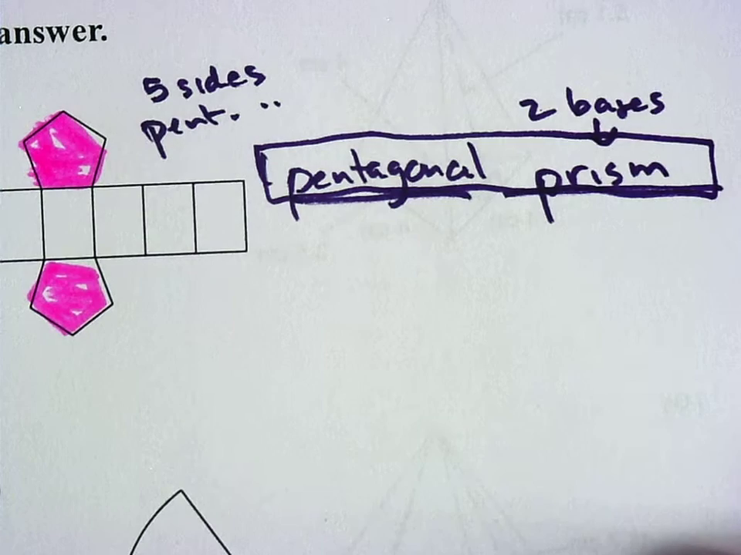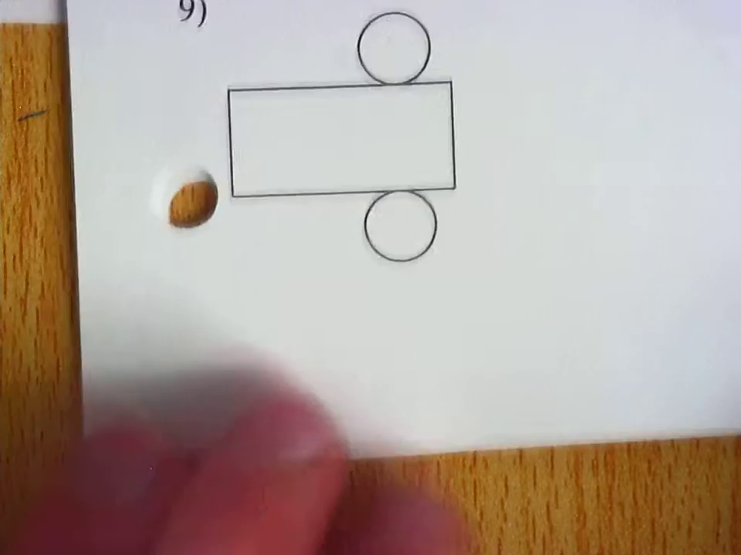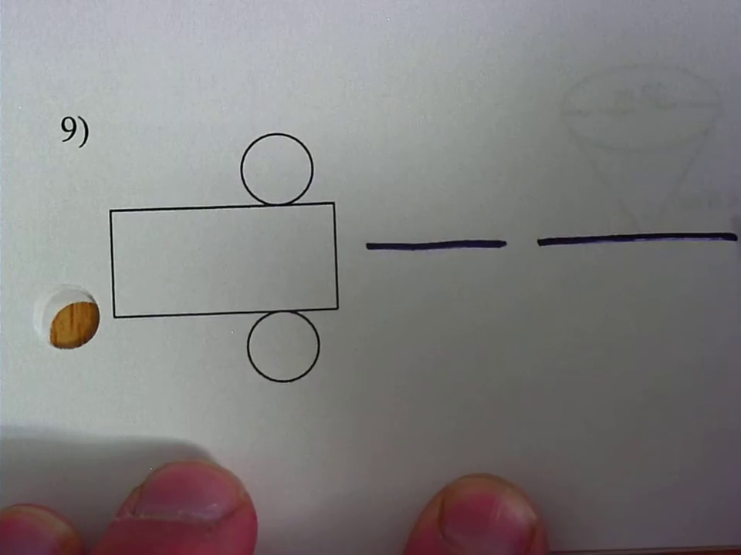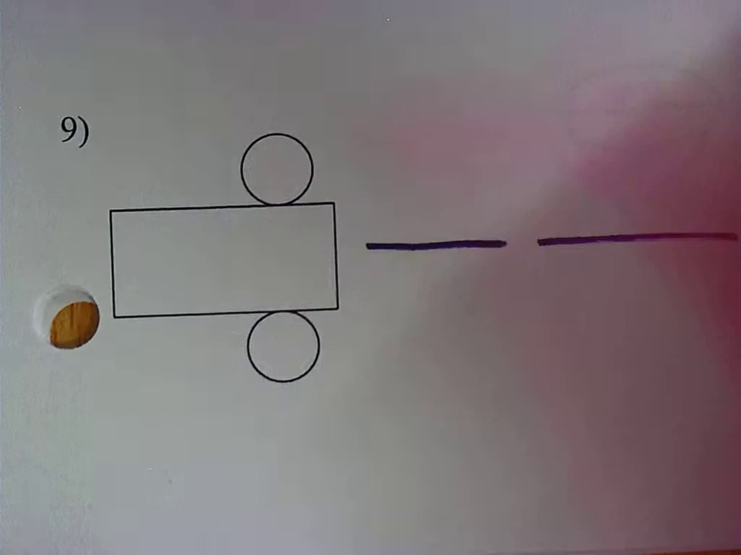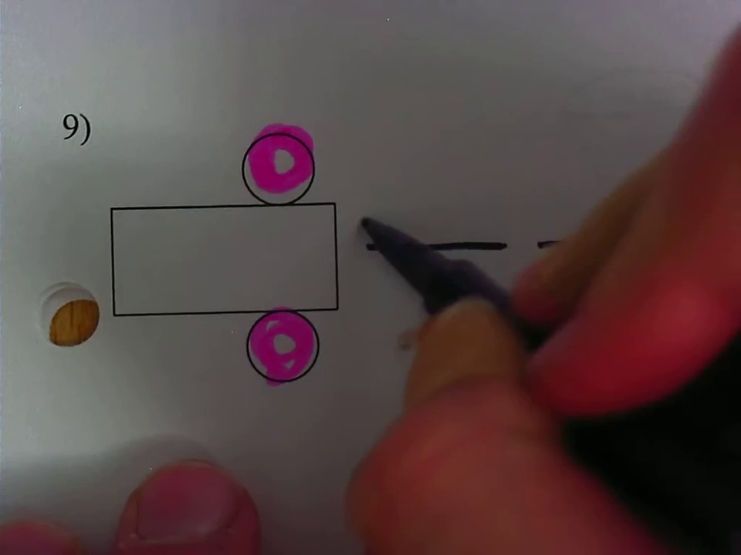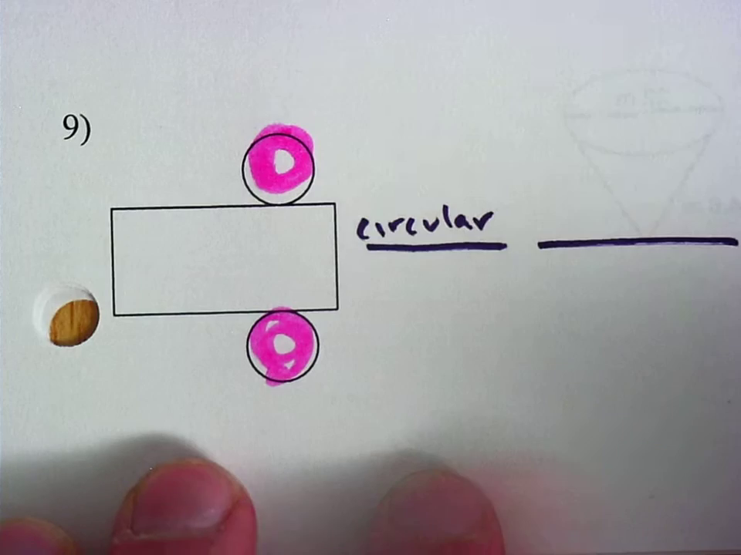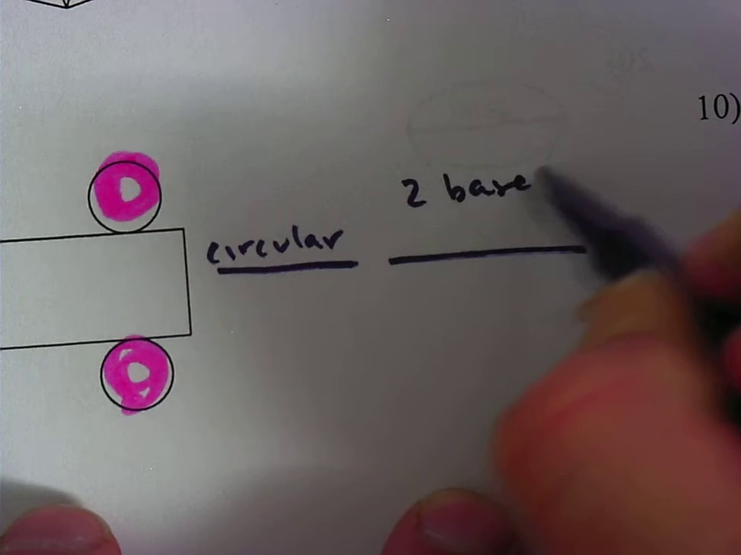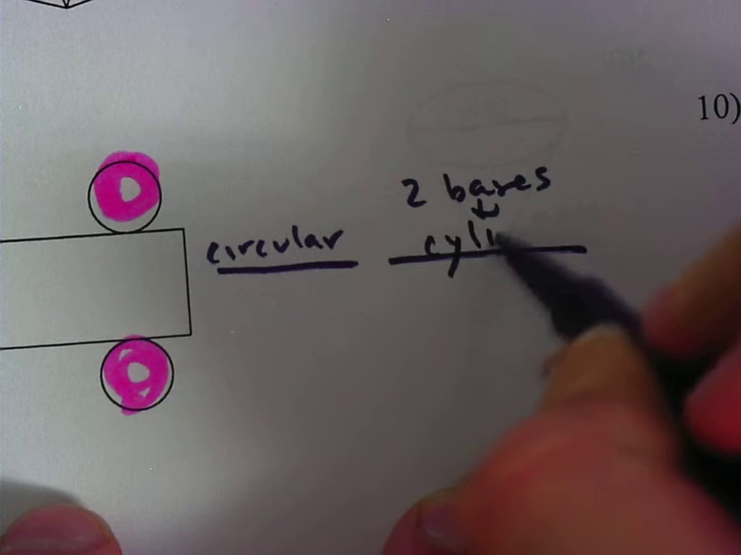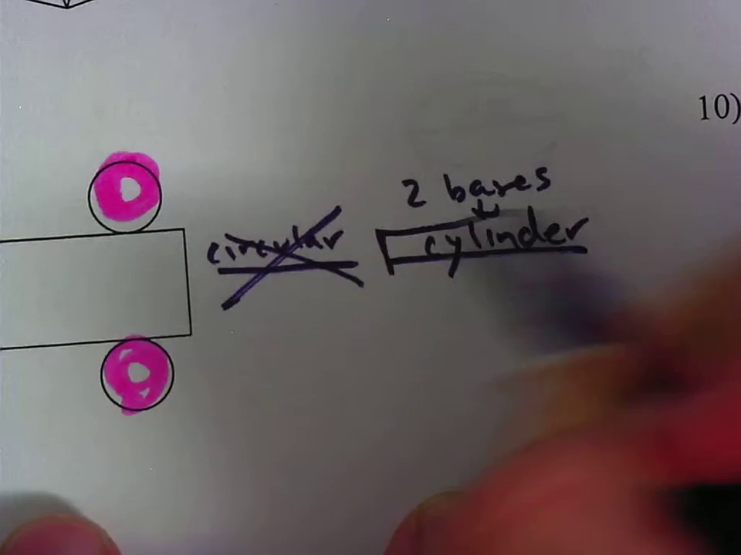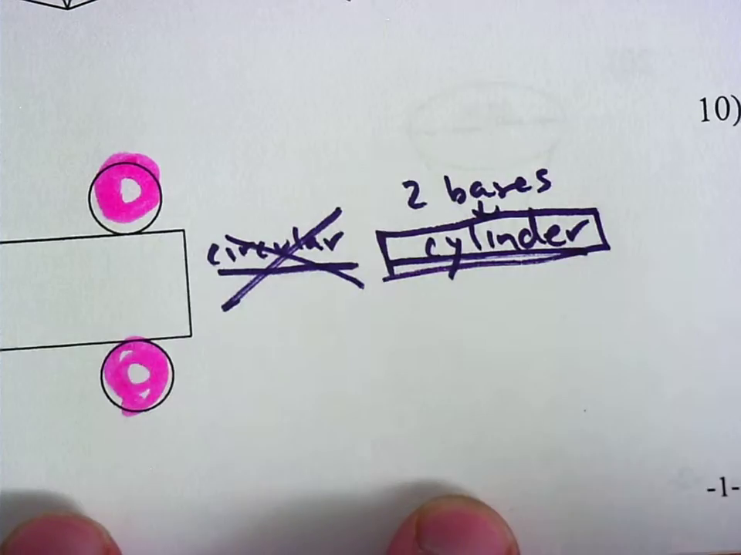If we look at 9 and 10, they're really straightforward, really simple. We have the base is a circle, so the base is circular. And there are 2 of them, 2 bases, so it's a cylinder. Now remember, we don't write this anymore because once we know it's a cylinder, we just assume it's going to have those circular bases.